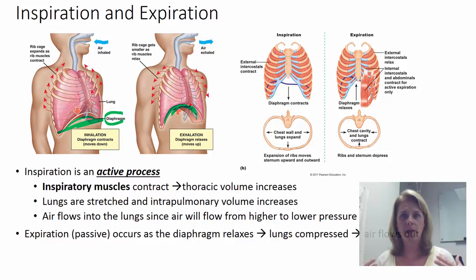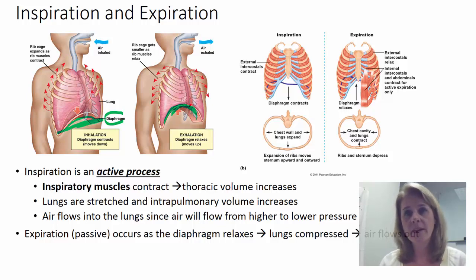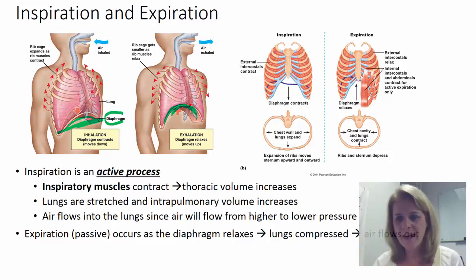And when you expire, breathe out, it gets smaller. So you're just creating a vacuum. So inspiration takes ATP. It's an active process. There has to be contraction occurring. The diaphragm has to contract. I've got your muscles listed here.